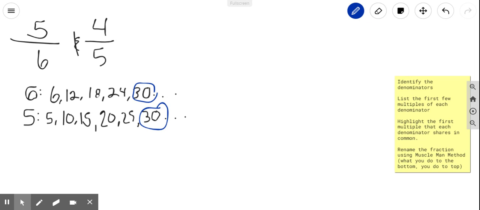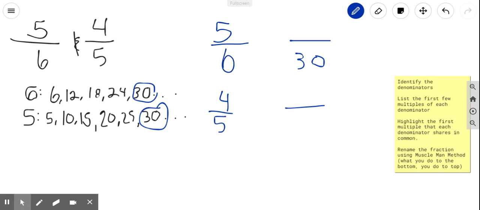So now I'm going to rewrite the fractions. We have 5 over 6 and 4 over 5. And we have the common denominator of 30. I'm just going to write that in there beside each fraction. And now we're going to rename the fraction using the muscle man method, which is whatever you do to the bottom, you do to the top.